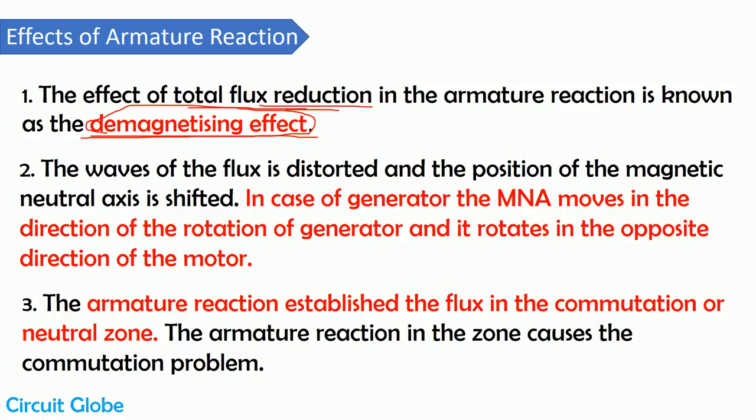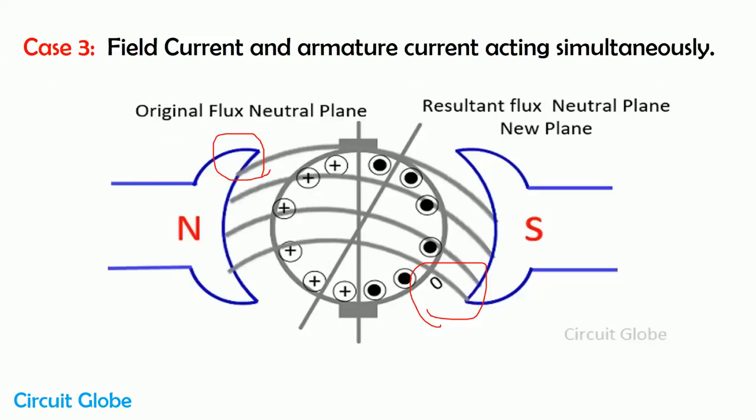Now the second case is that because of the armature reaction, the magnetic neutral axis of the machine may get shifted. As you can see, this is the magnetic neutral axis of the machine, but when armature reaction occurs, its position may get shifted. This magnetic neutral axis turns towards the direction of rotation in the case of a generator, and if we are talking about a motor, then it moves in the opposite direction.